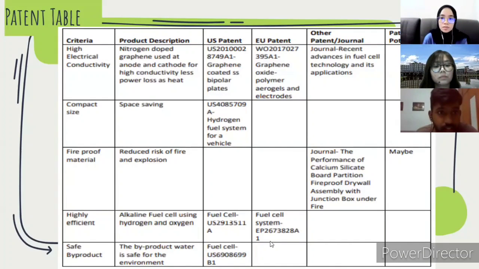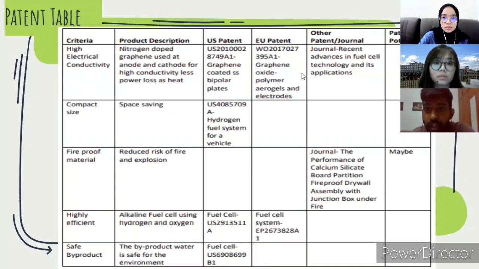So this is the patent table for our product. The first criteria is high electrical conductivity. The product description is nitrogen lubrication used thinner and catered for high conductivity and less power loss and speed. There were similar patents from the US, which are graphene coated as bipolar plates, and a European patent, which is graphene oxide polymer aerogels and electrodes. And there were also similar journals, which is recent advances in fuel cell technology and its applications.